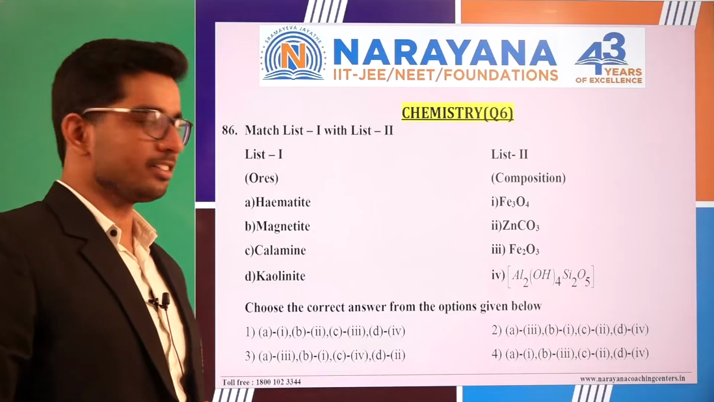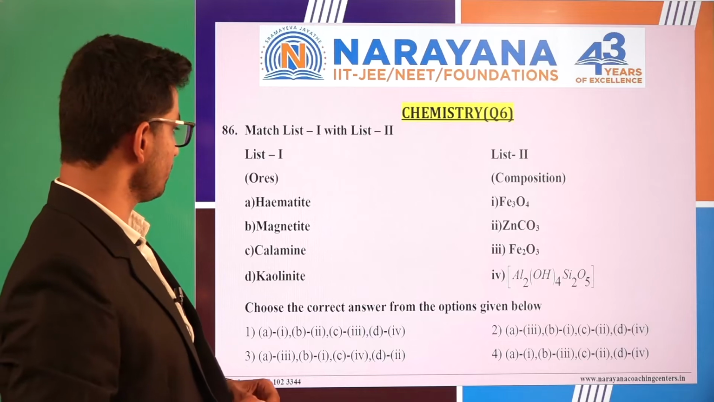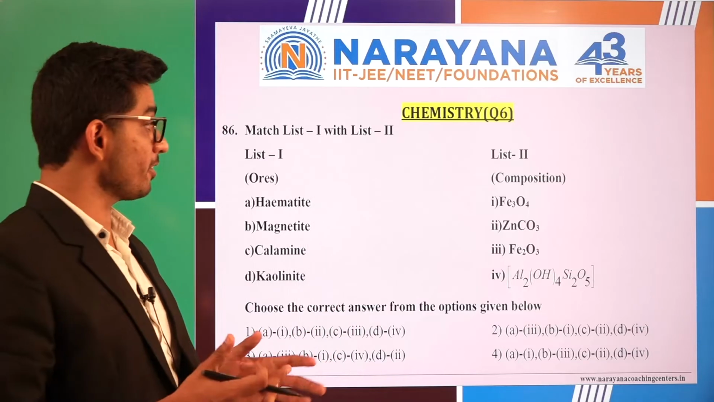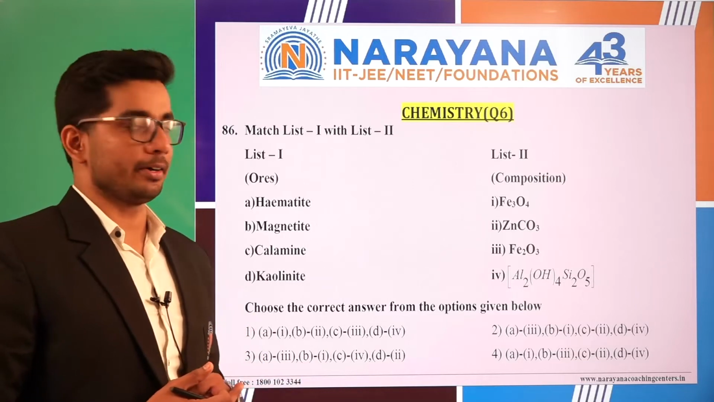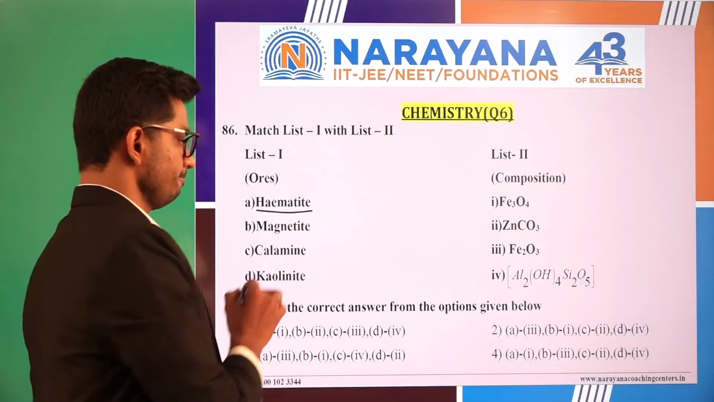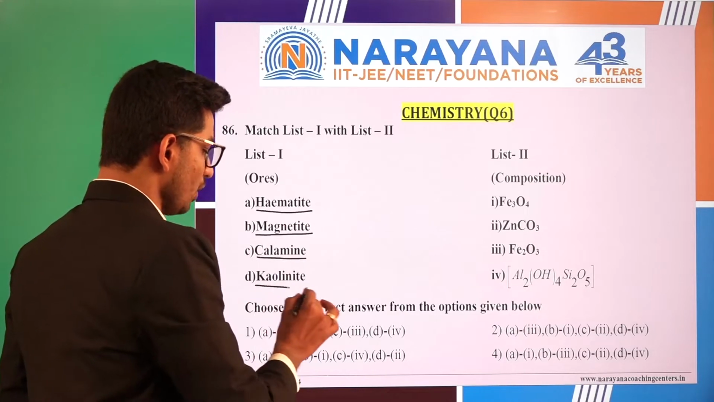Okay, so we will see the next question. Question is match list 1 with list 2. List 1 contains ores and list 2 is the composition. So basically a question from the metallurgy part. Here, if we see the ores, we have hematite, magnetite, calamine and kaolinite.